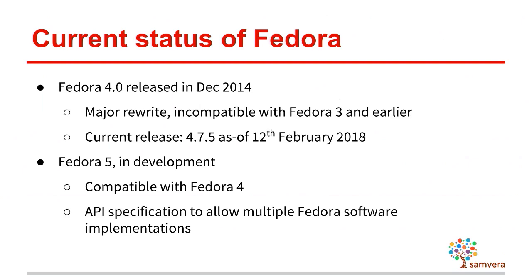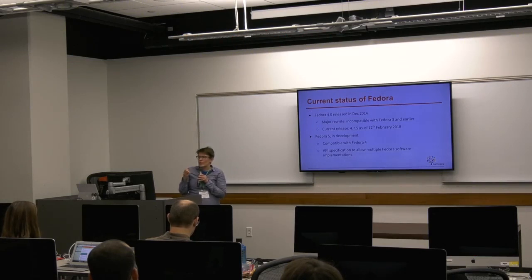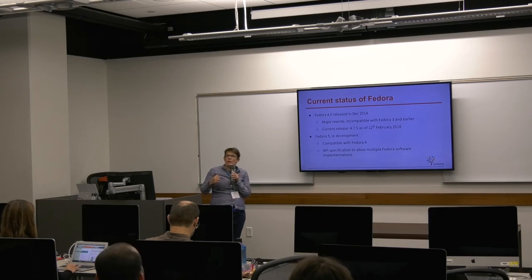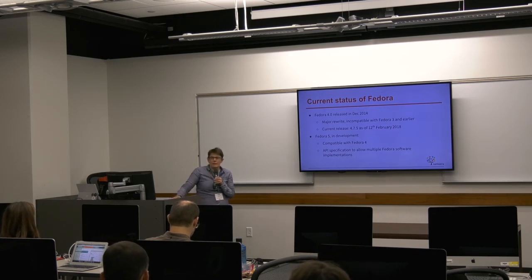So Fedora 5 is currently in development. Fedora 5 will be compatible with Fedora 4. Fedora 5 is really about an API specification. So Fedora 4 gave you an out-of-the-box Fedora that you could deploy on your system. Fedora 5 is about extracting the core functionality into an API so that you can have multiple implementations of Fedora to meet different use cases.